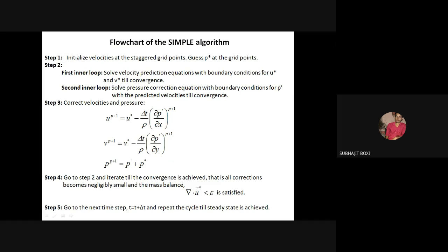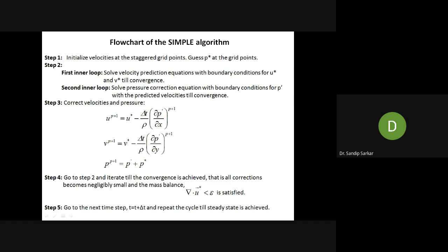So step 1: initialize velocity at the staggered grid points, and guess P star at the grid points. What does it mean? Staggered. U star, V star, and P star. U star and V star are the predicted velocities, and P star is the guessed pressure. That means you have to initialize.